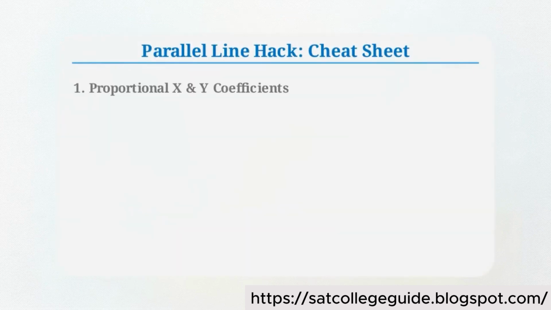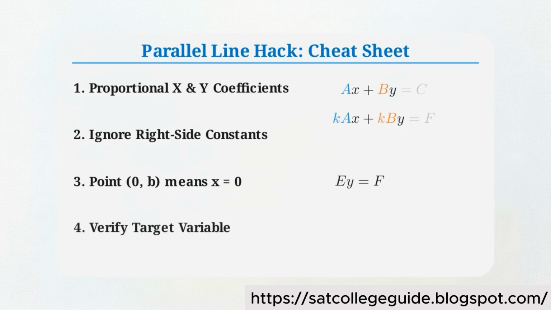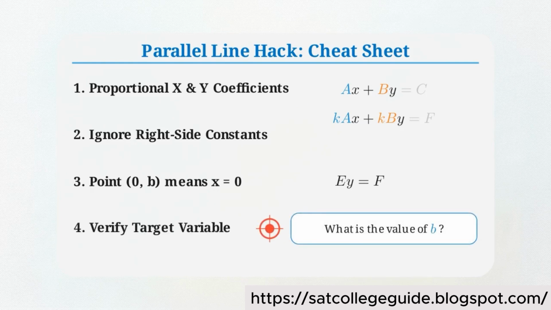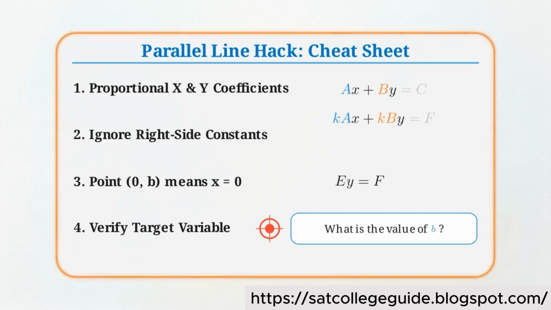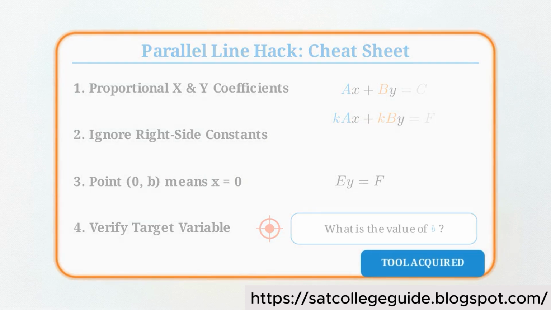To summarize these rules, remember that parallel lines in standard form always have proportional x and y coefficients. Rule 2. Always ignore the constants on the right side when you are solving for the slope multiplier. Rule 3. A point at (0, b) is an instruction to plug 0 into the x position. And finally, always reread the prompt to ensure you are solving for the correct variable. Using these geometric rules reduces the time spent on calculations and minimizes the chance of simple errors, preserving your mental energy for the rest of the exam.